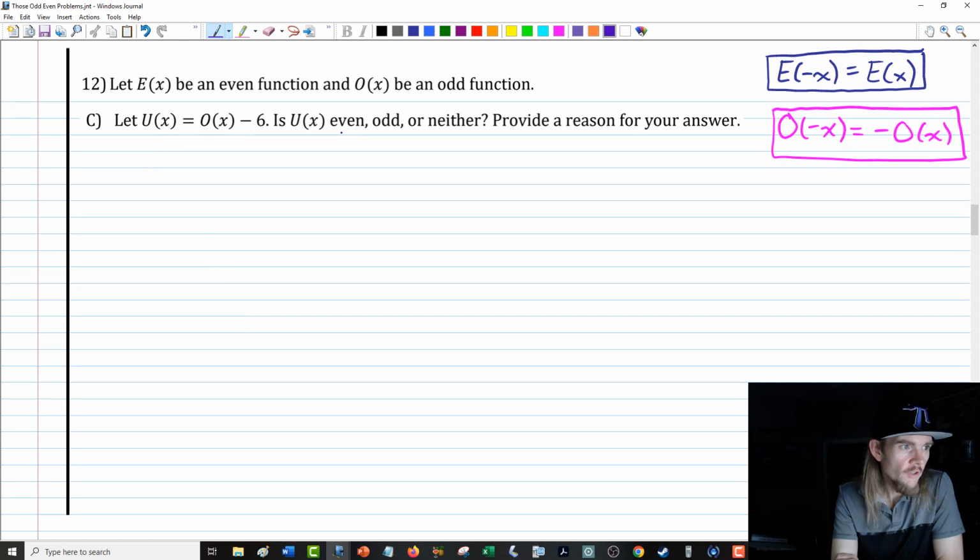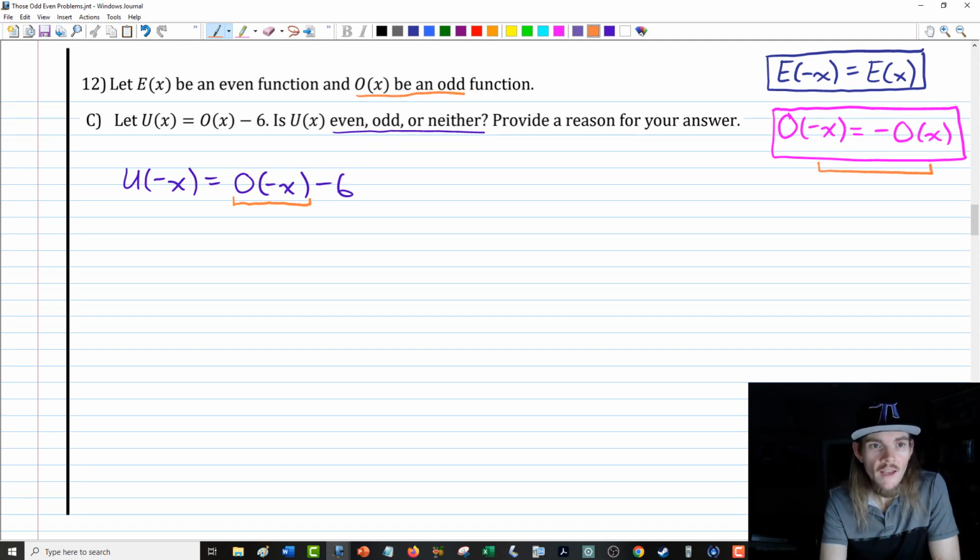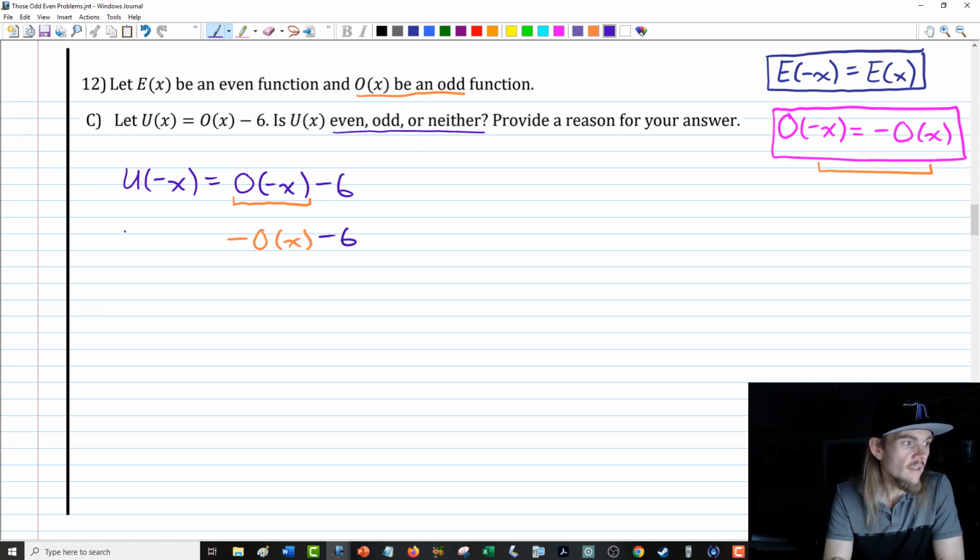So first and foremost, if you want to figure out even, odd, or neither, you better get used to plugging in negative x. So when I do that, I get u of negative x is O of negative x minus 6. So nothing weird there. The next move, as you've probably come to expect at this point, is to look at that and think, well, what is O of negative x? Well, based on O of x being an odd function, we determined that O of negative x has to be equal to negative O of x. So that means that I can rewrite O of negative x as negative O of x. Everything else here stays exactly the same.